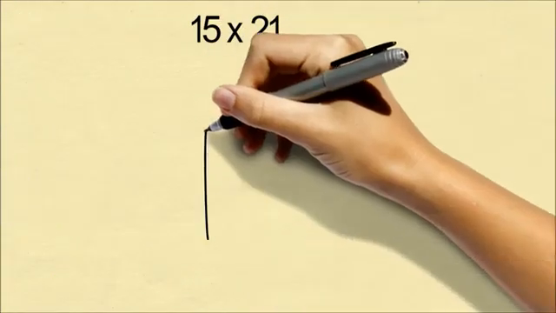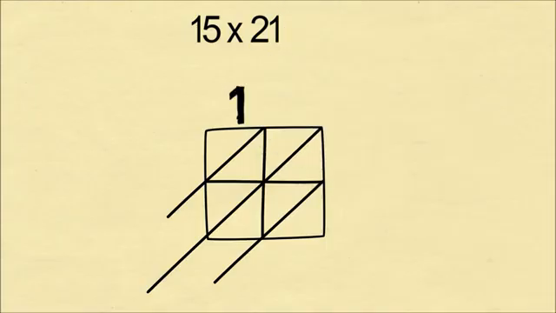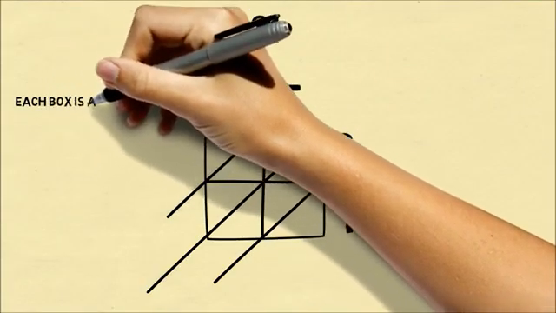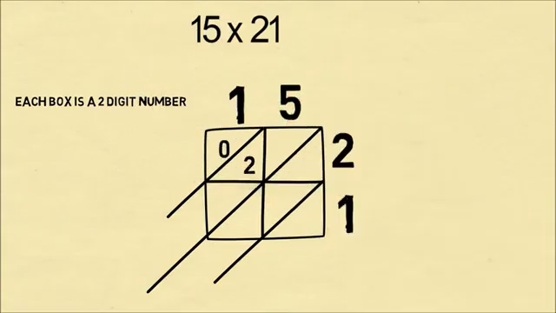Let's do another example of 15 times 21. We'll draw out our table, but this time we'll actually draw in diagonals, so it'll be easier to add up the numbers. When we multiply the numbers, we want to write it as a 2-digit number.